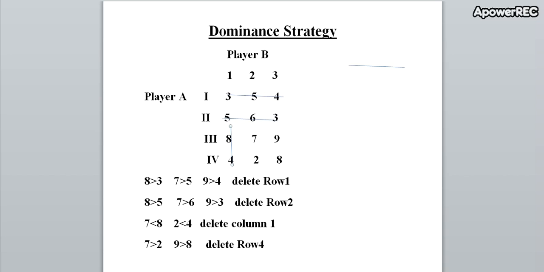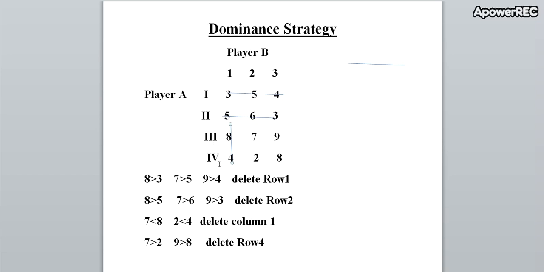So next we are going to make comparison again with row 3 and row 4. So when we make a comparison, 7 is greater than 2 and 9 is also greater than 8. So 3 is dominating 4. So we delete row 4 here.